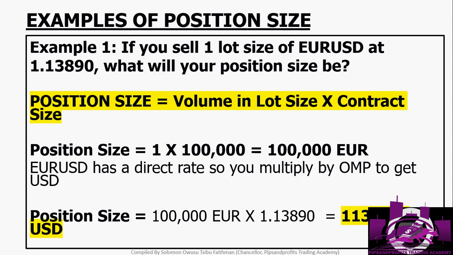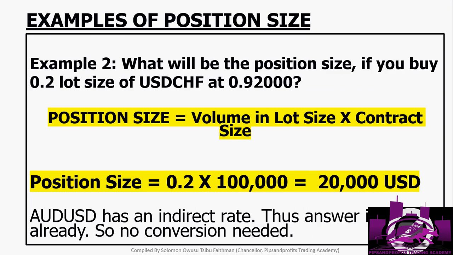So you see that when we did the calculation, we had 100,000 euros, and EUR/USD has a direct rate, so you multiply by the open market price to get your USD. The position size was 100,000 euros times the open market price, which is 1.13890, and we had 113,890 US dollars. Okay, and we went through this example.